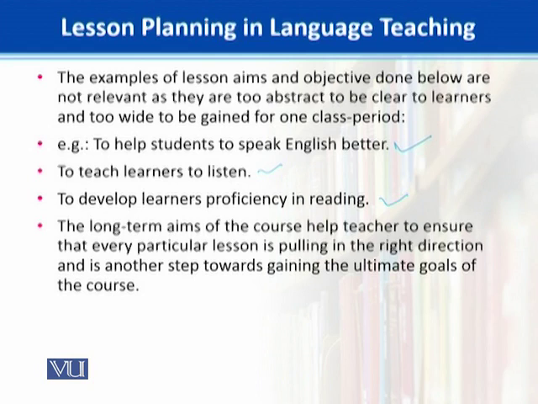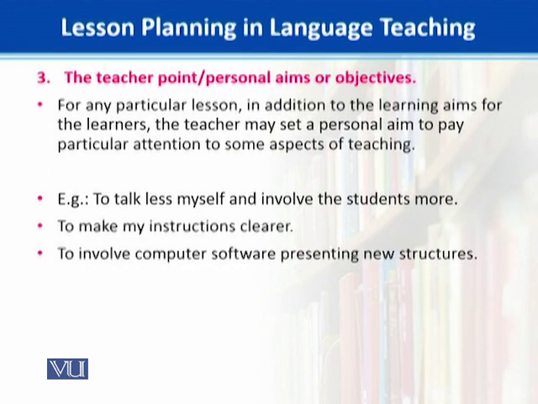Whereas the long-term aims of the course can help the teacher to ensure that every particular lesson is contributing towards the same main goal, and at the end of the course, ultimately, that main goal is ensured to be achieved. The teacher's personal aims or objectives can also be a part of this. For example, the teacher can write: talk less myself and involve the students more. Now, this is the personal point of view of the teacher that the teacher may have before starting a lesson. So this can be a part of the lesson plan.